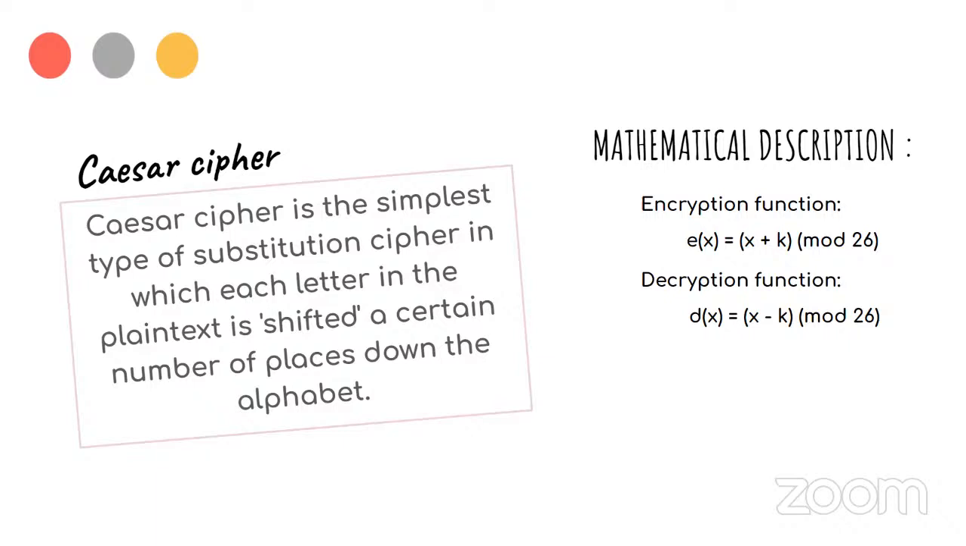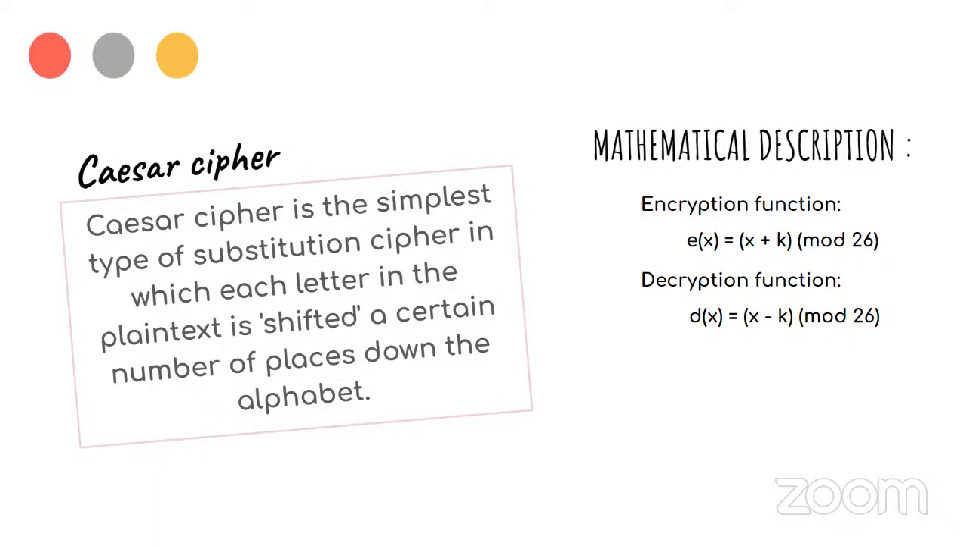So E and D are over here, and we'll just talk about it. K is the key again. First I'll talk about the encryption function. E of X is the function which is equal to X plus K mod 26. X is the plain text, a single character from the plain text, and K will be the key.